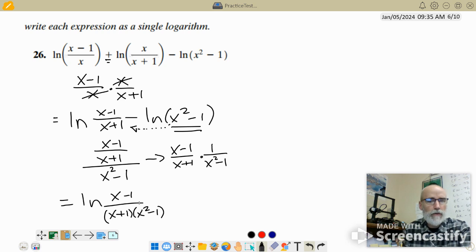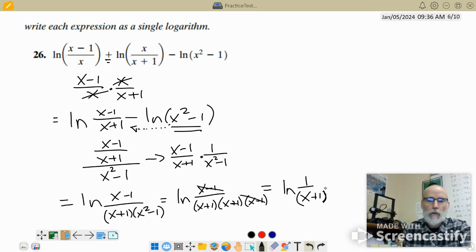And I do see some simplifying that would go on here. x squared minus 1 is the same as, let me write this down here first, x plus 1 times x minus 1. So I've got x plus 1 times x minus 1. And I see this x minus 1 is going to divide out with that x minus 1. And I've got x plus 1 squared. So we're probably going to see in the back of the book x plus 1 squared.